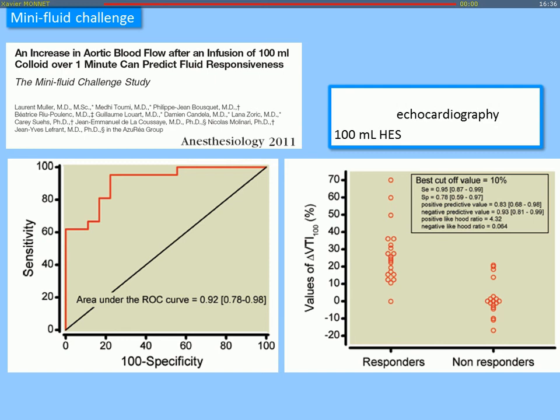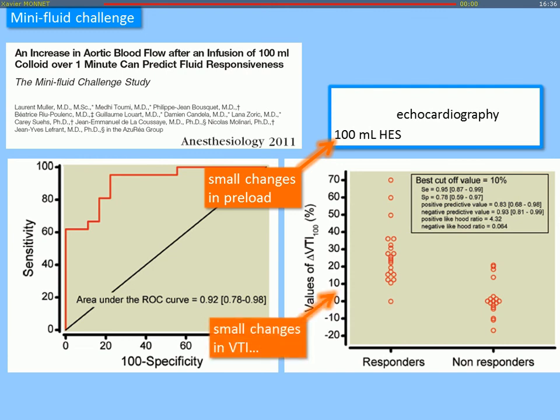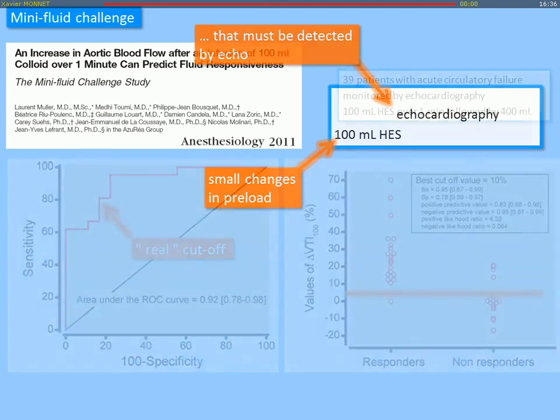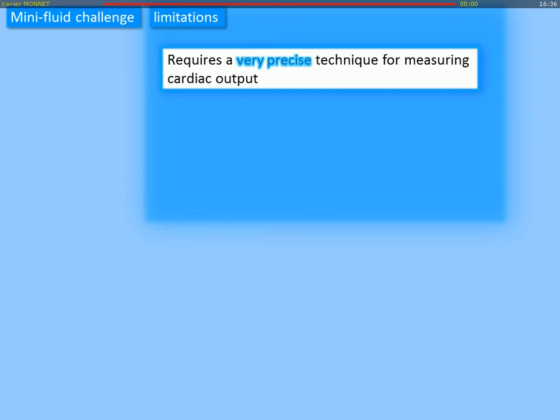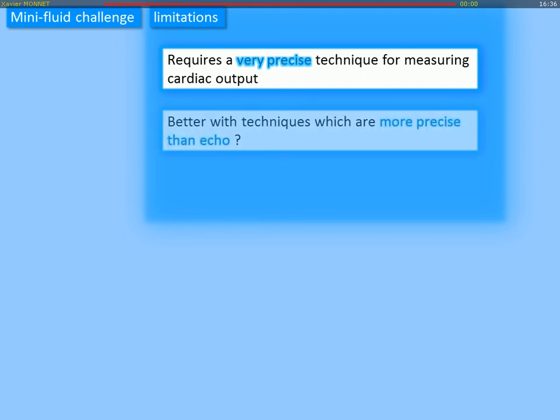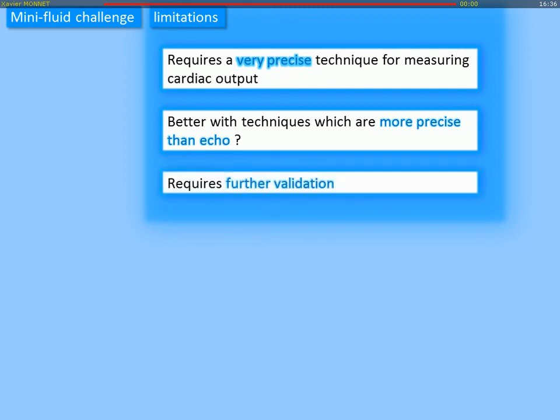My main problem with this mini-fluid challenge is this one. You see that it's only a small volume of fluid that is able to induce only small changes in the velocity time integral, which must be detected with echocardiography. And you know that the reliability and the precision of echocardiography is not really perfect. So I think that the main limitation is that it requires a very precise technique to measure cardiac output. Whether it could be better with some other more precise technique should be tested and further validated.